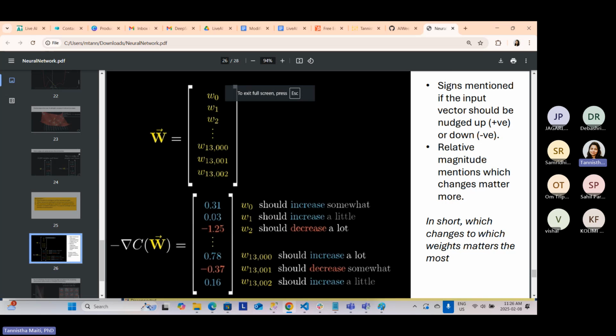So the signs mentioned in the input vector should be nudged up and down. If it's a negative sign, then we have to nudge it to negative. If it's positive, we have to nudge it to positive. And the relative magnitude mentions which changes more. So in short, which weights matter more is based on the relative magnitude of this sign.